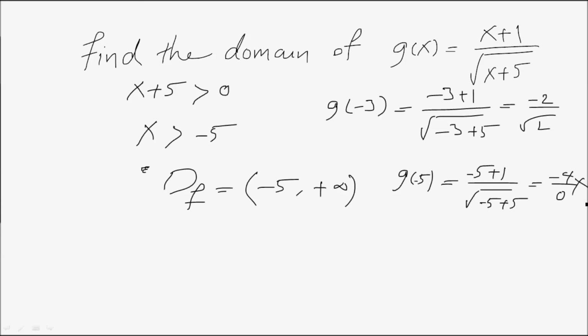So anything greater than negative 5 is okay, but negative 5 or anything less than negative 5 will cause either a negative radicand, or like in this case, a 0 in the denominator, which is bad. So that's the domain of the function. So generally, if you have a radical in the denominator, you solve for the radicand, in this case x plus 5, greater than 0. And that's it for intro to functions.